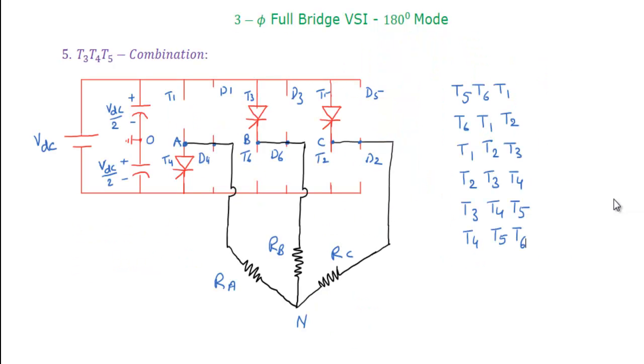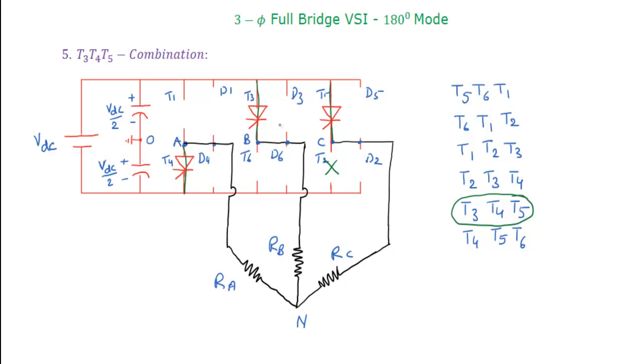Next, the 5th combination. What is the 5th combination here? The 5th combination is T3, T4, T5. In this case, T3 is common from the previous combination, and T4 is common from the previous combination. Now commutation is happening between T2 and T5, which is on the third leg. So T4 and T3 are in conduction from the previous combination. Now we are going to turn off T2 after its conducting angle of 180 degrees, then we will turn on the thyristor T5.